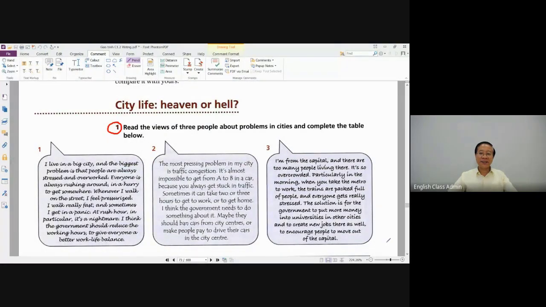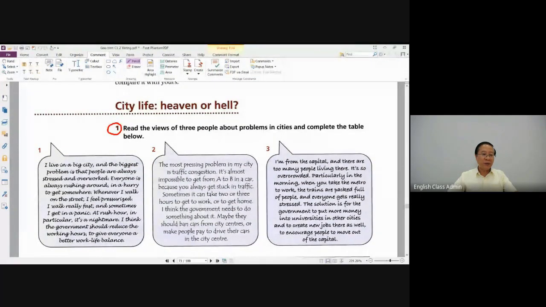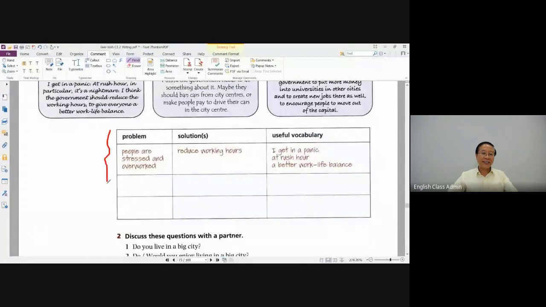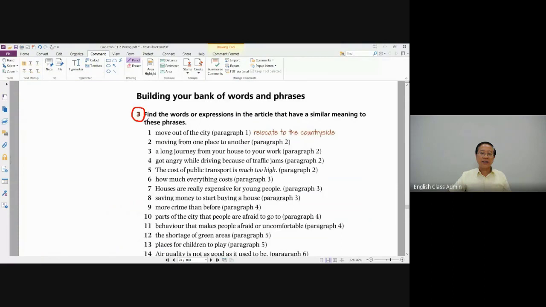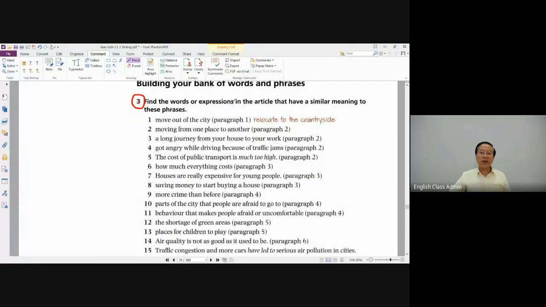You need to read 3 views. Please complete this table. You can use it as a tool to prepare ideas, to take notes, so that you can generate ideas and organize your ideas for your writing. Okay, so please find the word operations in the article.